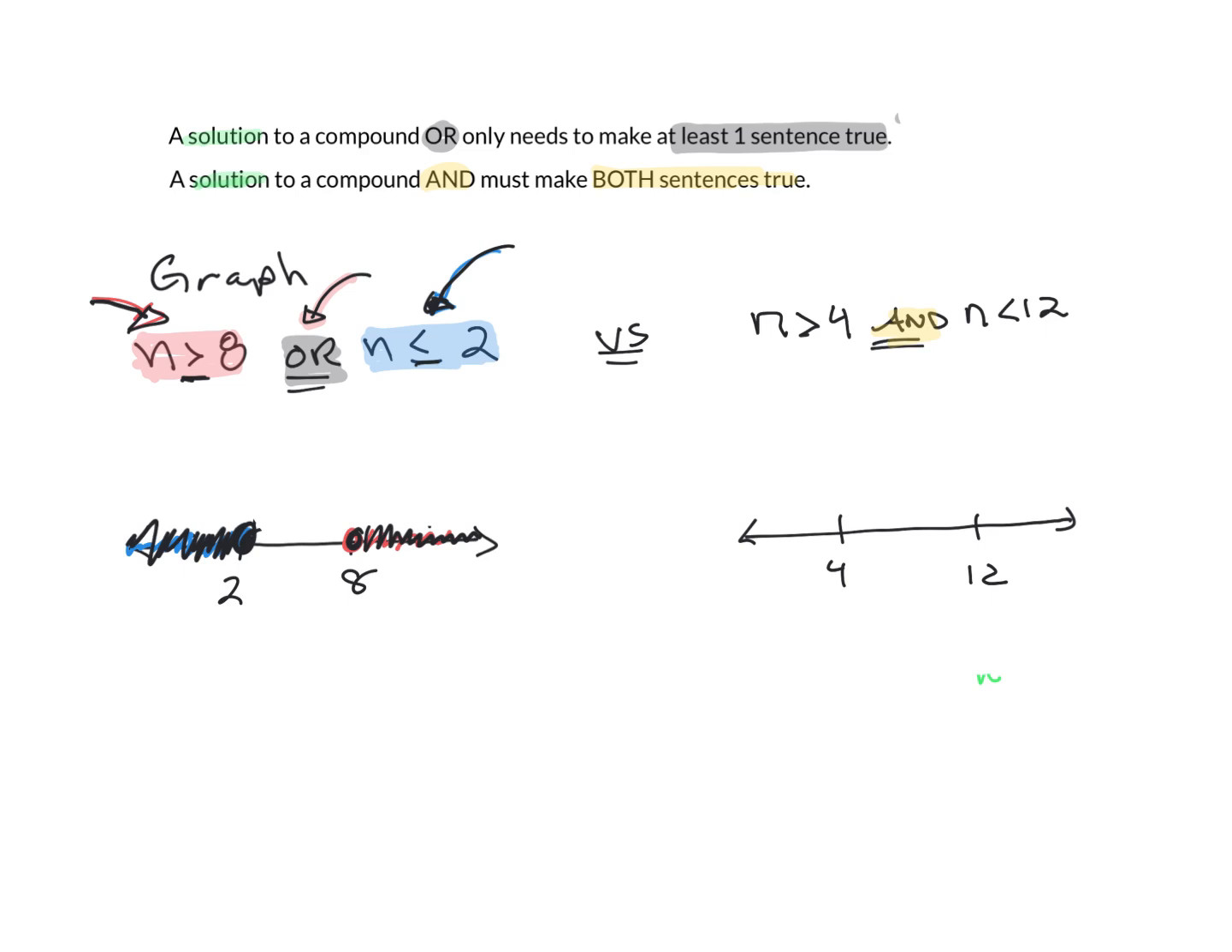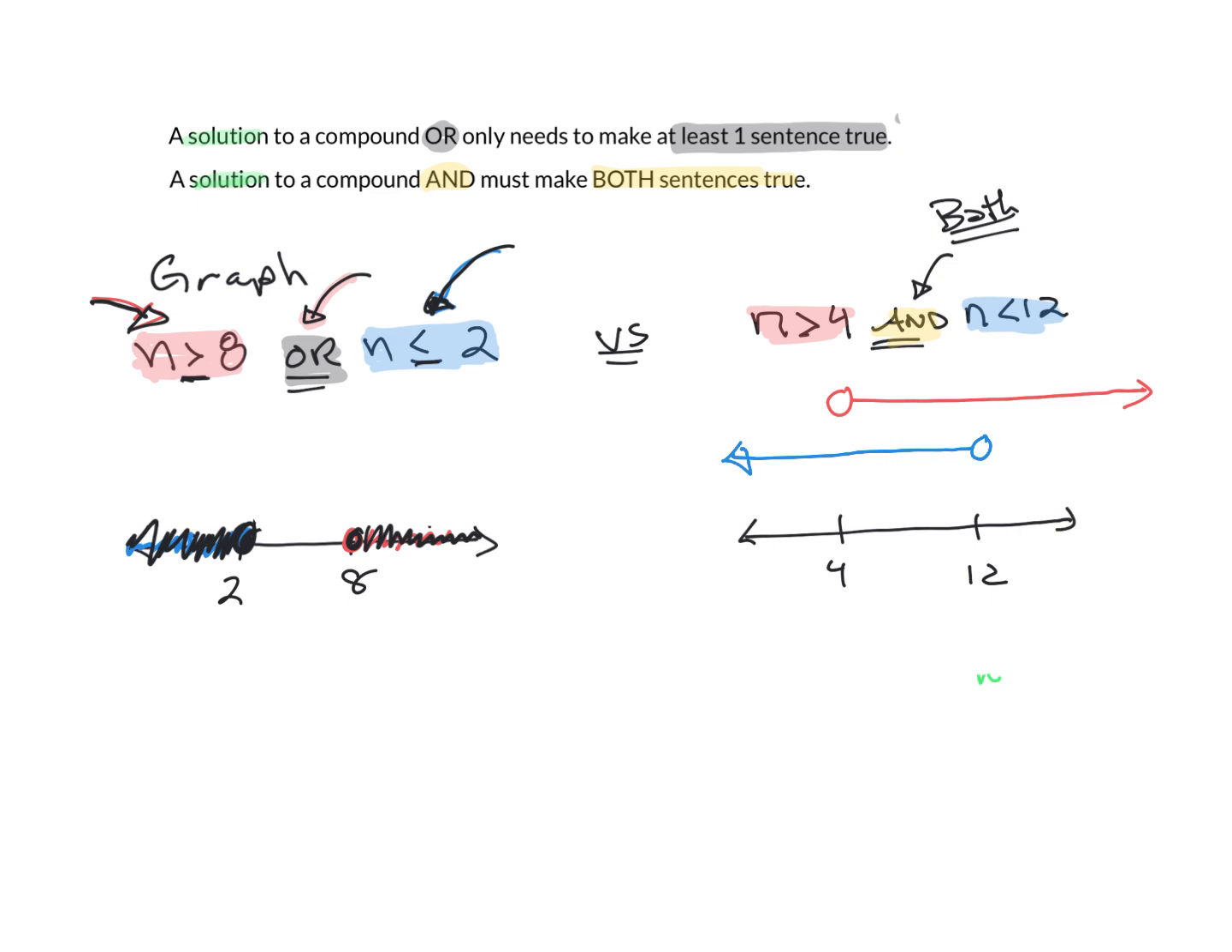Remember, for an and, we are looking for what numbers will make both sentences true. So any number in red will make the first one true. So any number greater than 4, so above the number line 4, forever and ever, will make the first one true. And any number in blue will make the second sentence true. So above 12, put an open circle, and anything less than 12 will make that true.